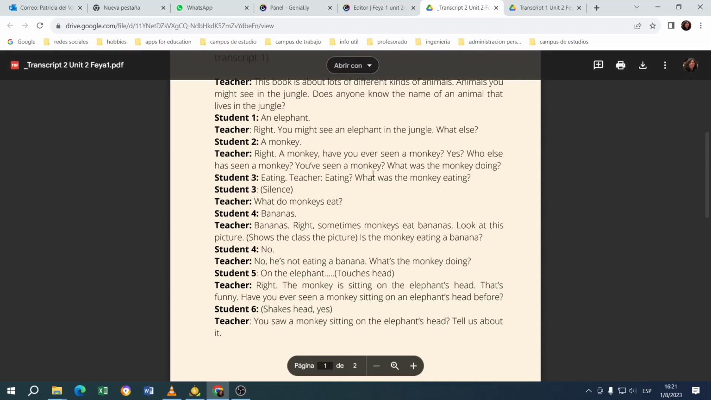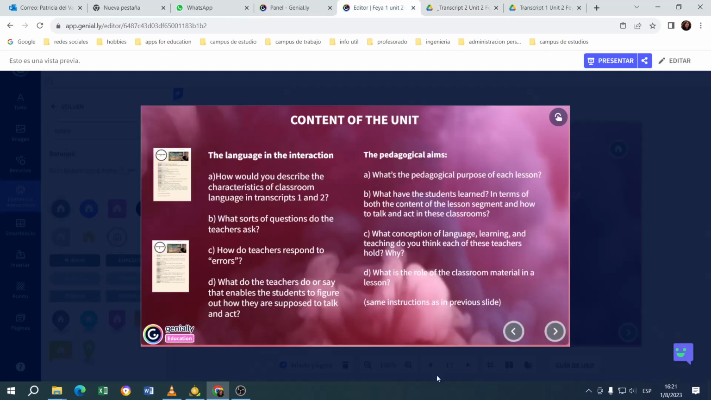Notice the nature of the questions in this transcript. This is what you were expected to analyze in the first part: the language in the interaction, the kind of language that is exchanged, and then the pedagogical aims. We clearly see two ways of approaching a lesson with the same material.